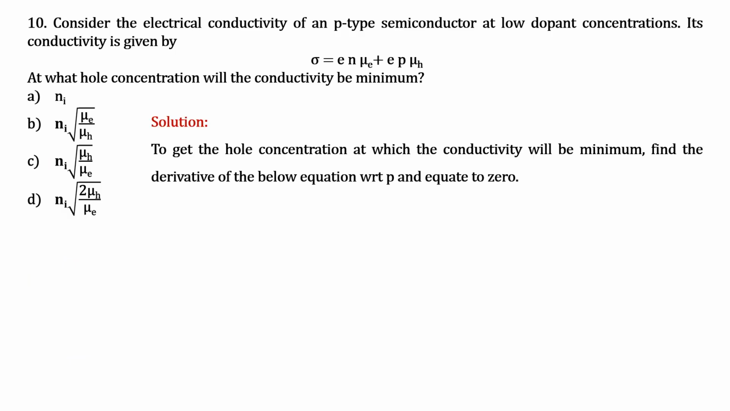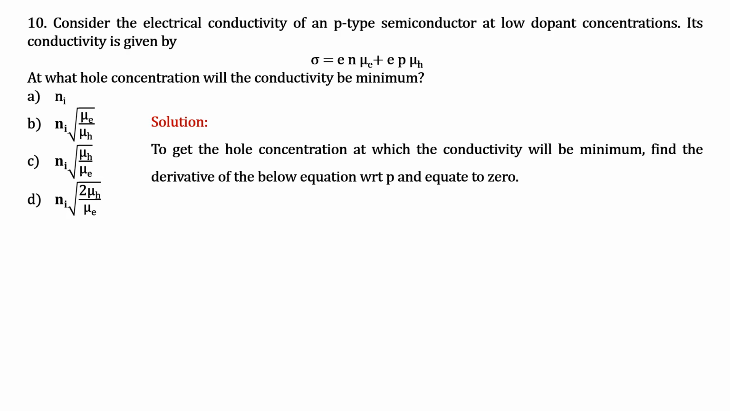So basically, we are asked to find out the hole concentration at which conductivity will be minimum. So it is the hole concentration, and you have to find the minimum value of conductivity. What you have to do is take the derivative of sigma with respect to p and then equate it to 0. If you remember in mathematics, if you wanted to find the minima of a particular equation, we would take the derivative of it with respect to the variable and then equate it to 0. So here they are asking the hole concentration at which conductivity will be minimum.